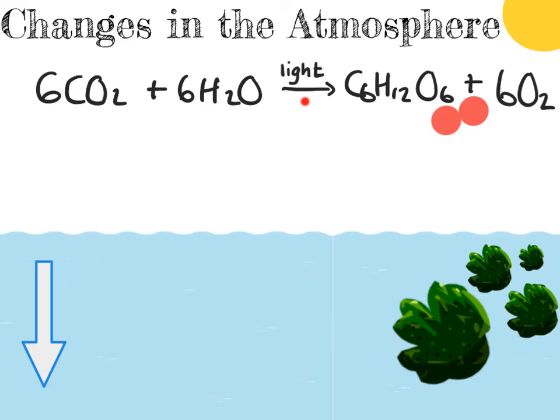The word light above the arrow means that light is a condition of this reaction. It is something needed for this reaction to go. So that's one way that carbon dioxide that was in the atmosphere was removed from the atmosphere. It was taken in by algae and later by plants in photosynthesis.